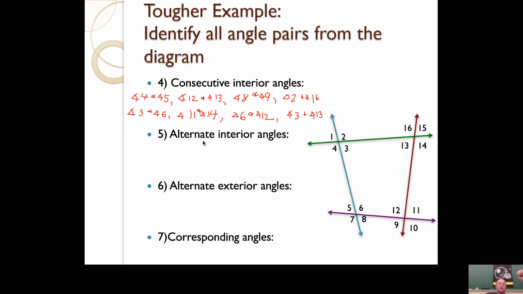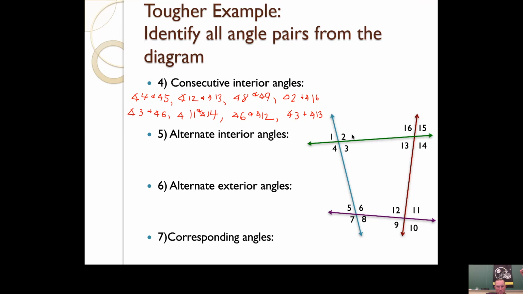Let's look for some alternate interior angle pairs. Let's cover up the red line. Alternate interior would be like angle 4 and angle 6. Angle 3 and angle 5. Angle 13 and angle 11. Angle 14 and angle 12. Those are alternate interior.